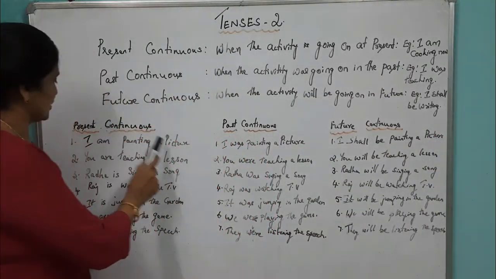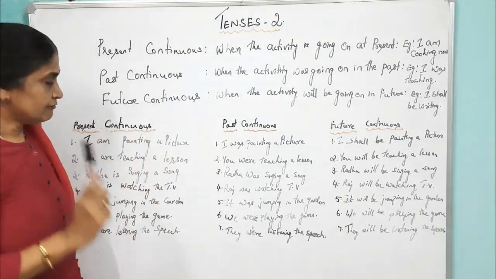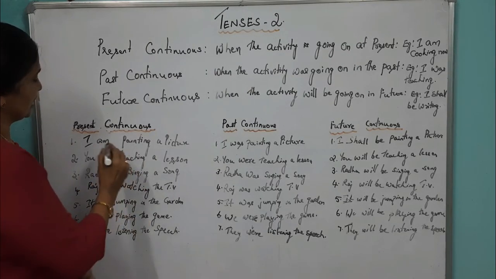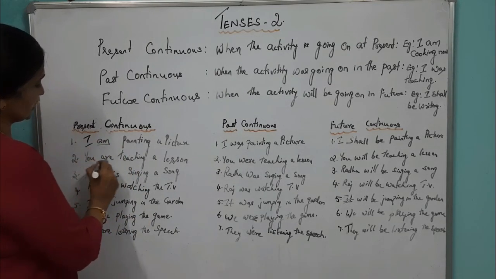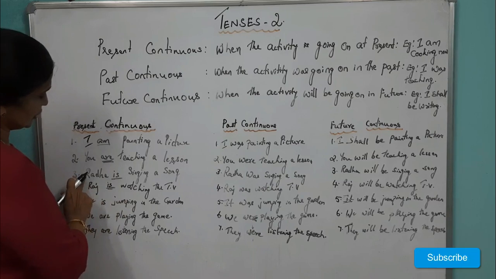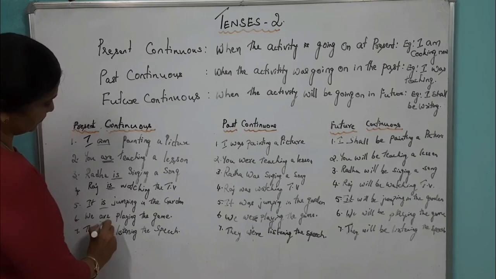Now present continuous. First person I. I am painting a picture. First person present tense I. With that you use the verb am. I am. For the second person, you are. Third person, singular, Radha is. Raja is. That is she, he, it is. And when it comes to plural, we are. They are.